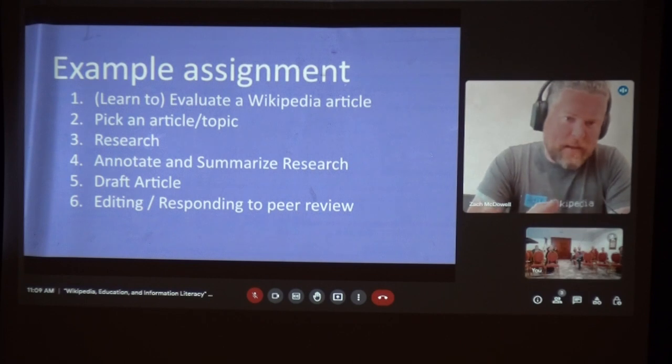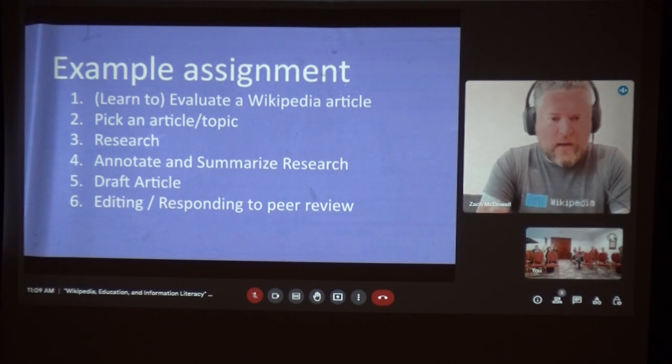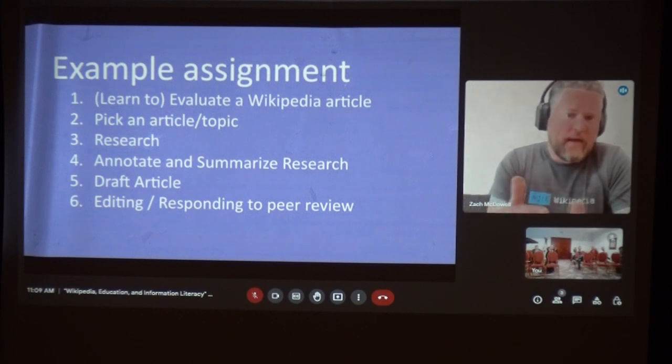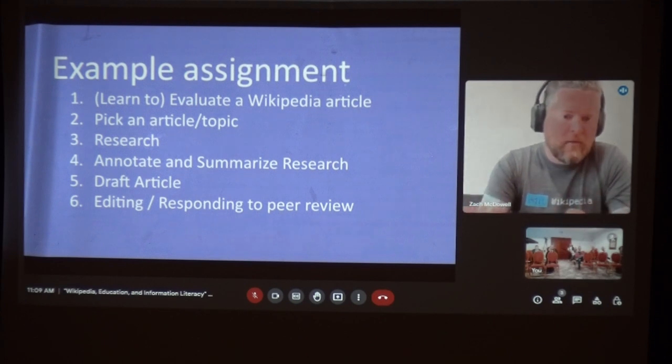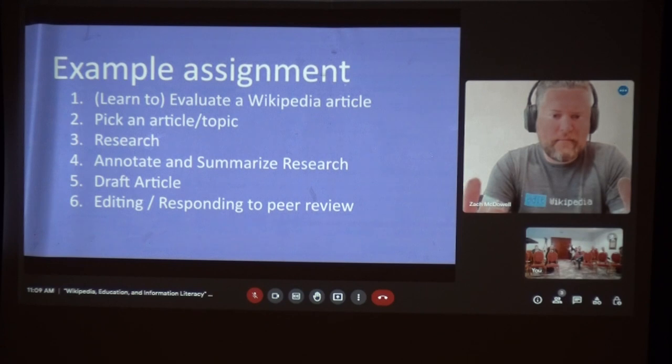There are a lot of ways to teach Wikipedia, but really the longer term assignment is the one that we've studied the most. It's where people go through a step-by-step of learning to evaluate a Wikipedia article. They pick an article or topic or are assigned one. They do the research, they annotate and summarize that research, they draft the article, and then they participate in a long peer review. This is a basic step-by-step, but this is also how almost all academic papers for university students are written.